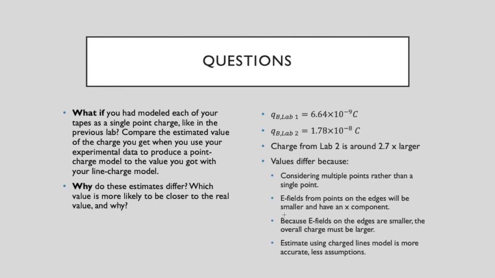The electric fields from points on the edges, which are farther away, will be smaller and have an x component. Because the electric fields on the edges are smaller, the overall charge must be larger to compensate for this. The estimated charge we found in this lab is more accurate because we used a line of charge model rather than a point charge model, and we're making fewer assumptions.